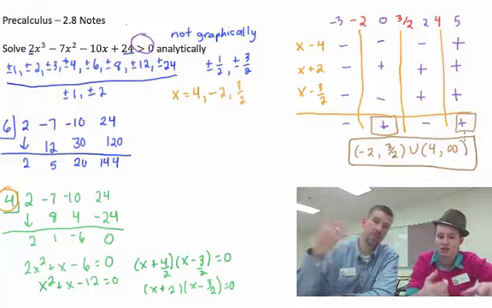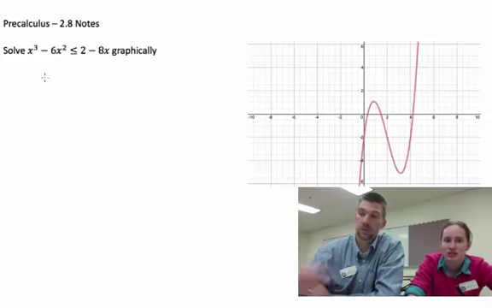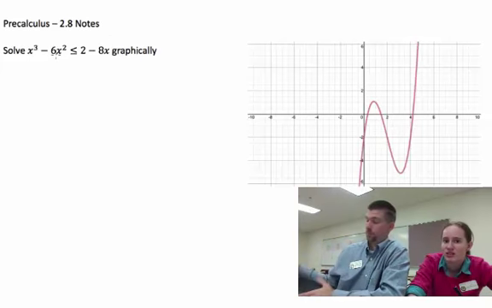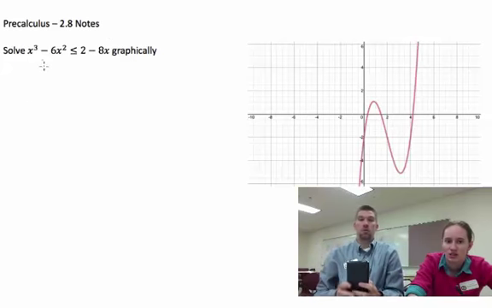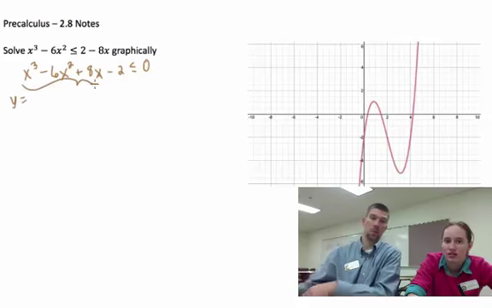Okay, enough of that analytically business. Let's do it graphically this time. So that means that we need to solve graphically. So first off, let's look at how to put this into the graphing calculator. We would need to move everything to one side of our equation and then plug it into y equals. So what you should actually have in there is x cubed minus 6x squared plus 8x, minus 2, less than or equal to 0. So we put in y equals this.